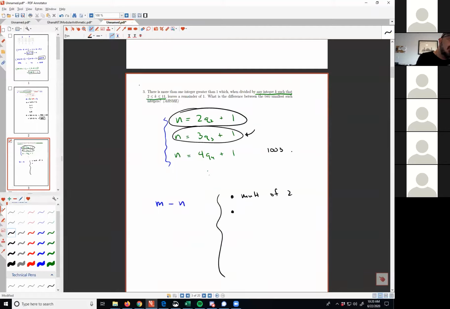1003, that's one more than a multiple of 3, minus 34. 1003 is 334 times 3 plus 1. The 34 is 11 times 3 plus 1. And the difference is 323 times 3 with no remainder. So m minus n, whatever these two numbers are, their difference is a multiple of 3.